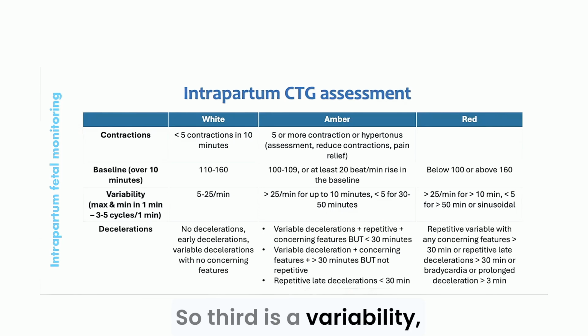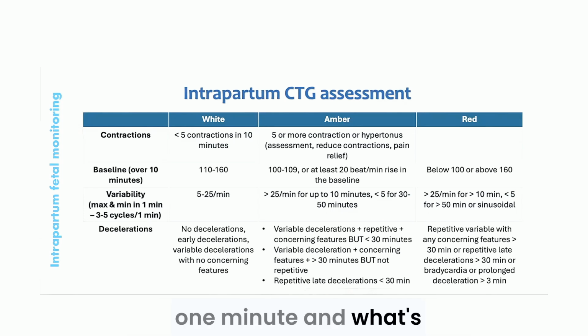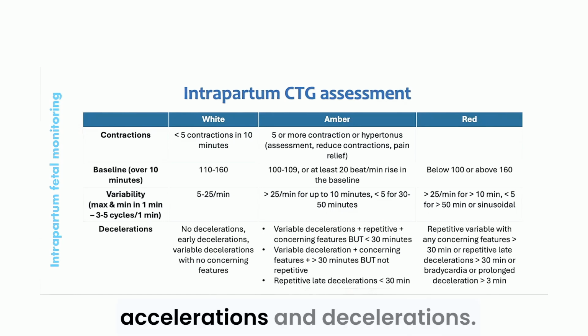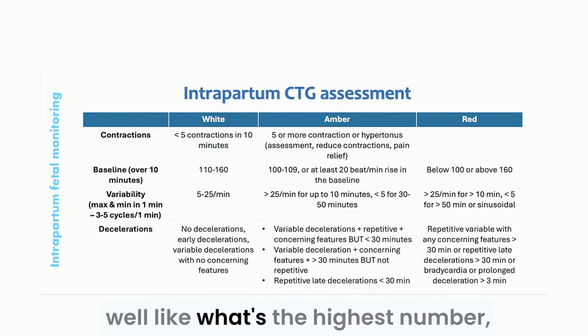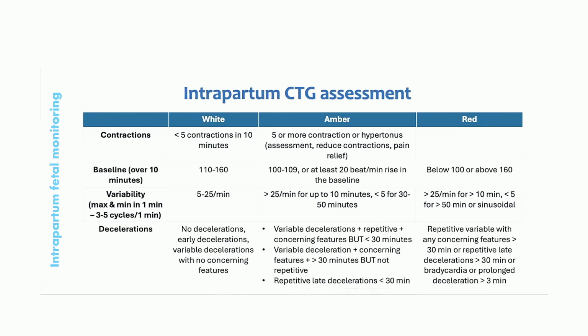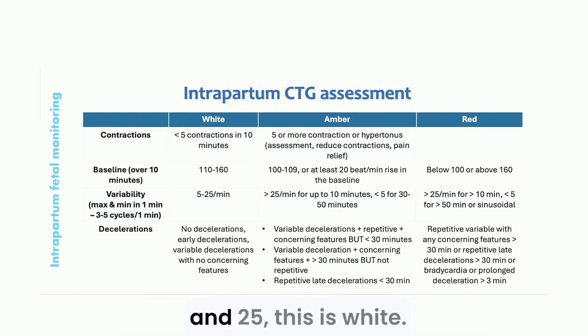So third is variability. That's the third domain. It should be something between 5 and 25. Typically to assess the variability, we assess a segment of 1 minute, see what's the minimum within 1 minute and what's the maximum within 1 minute, of course excluding accelerations and decelerations. So you take that segment, see what's the highest number and what's the lowest number, and if you get numbers between 5 and 25, this is white.